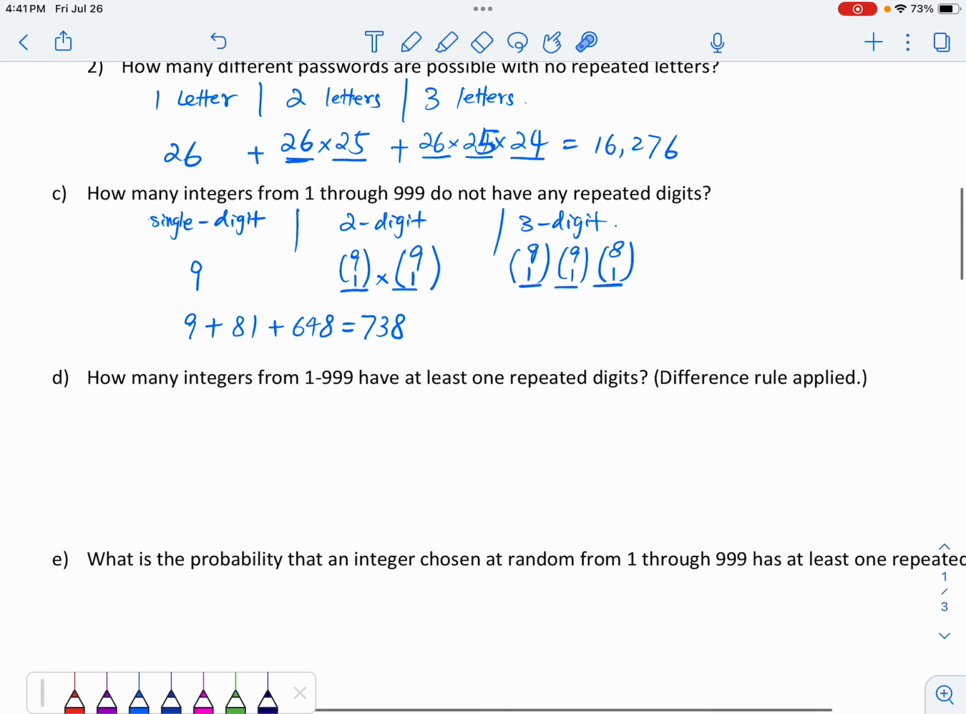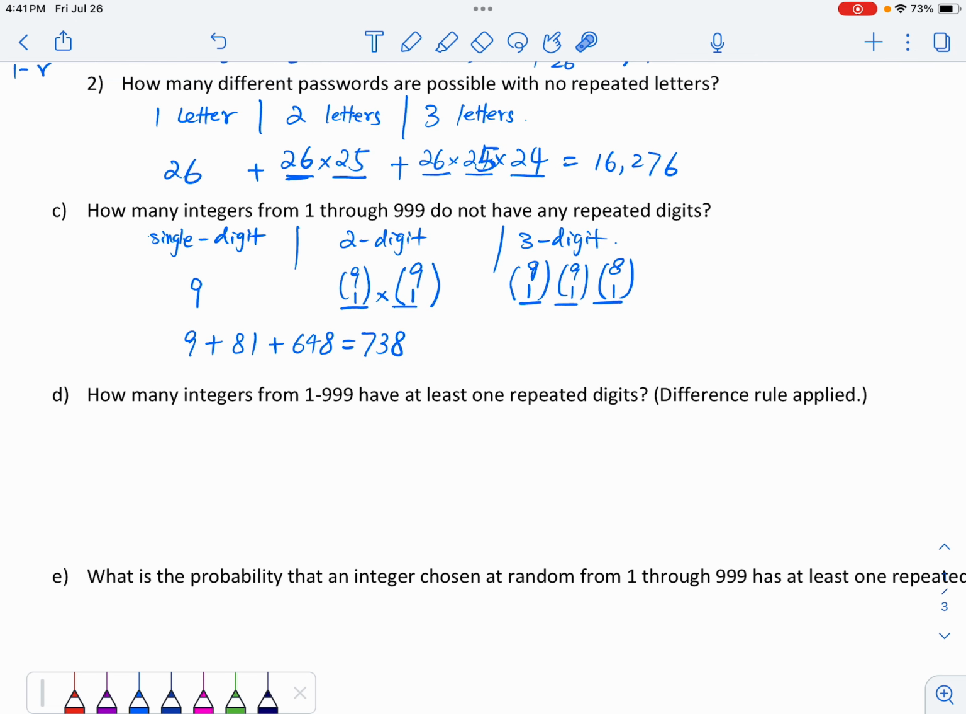All right, so if you think of this as having at least one repeated digit, think of these numbers as repeated, at least one repeated, versus no repetition, with no repeated digit. These two subsets make up the total, all these integers. Therefore, we can use the difference rule that was introduced earlier.